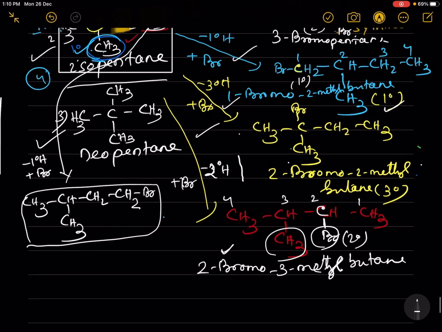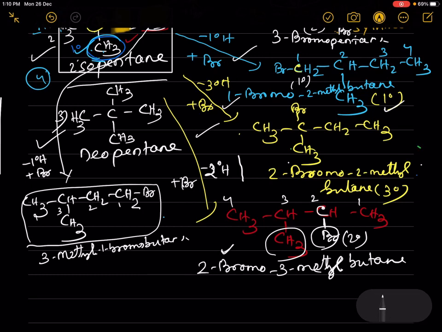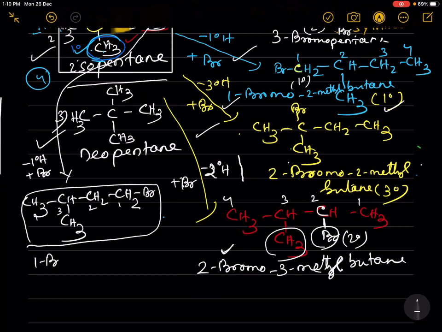Then the name is 1, 2, 3, 4. Sorry, I have made a great mistake. And the name of this compound is 1 bromo 3 methyl. Why? Bromine comes first. So that is 1 bromo 3 methyl butane.